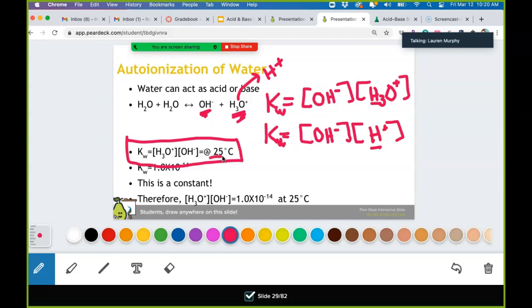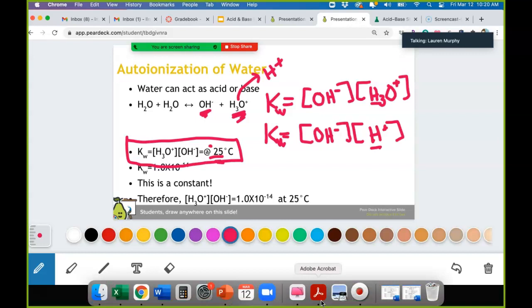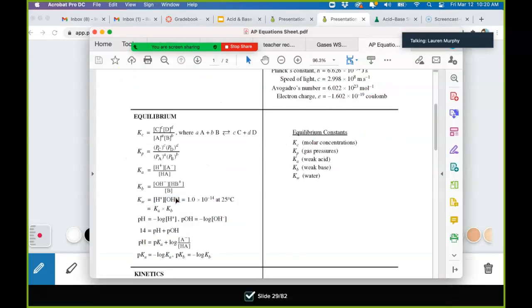And this is going to be at 25 Celsius, which is normal room conditions. Most of the reactions we do will be at 25 Celsius. I will show you down the road what happens to the scale when temperature changes, but until then, we're always going to assume 25 Celsius. You don't have to memorize this. If you look on your equation sheet, it's right here. Okay. H plus, or H3O plus, times OH minus is 1 times 10 to the negative 14th.